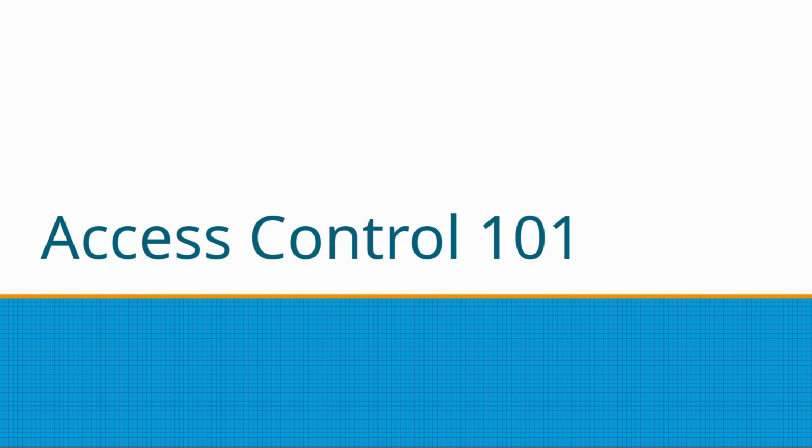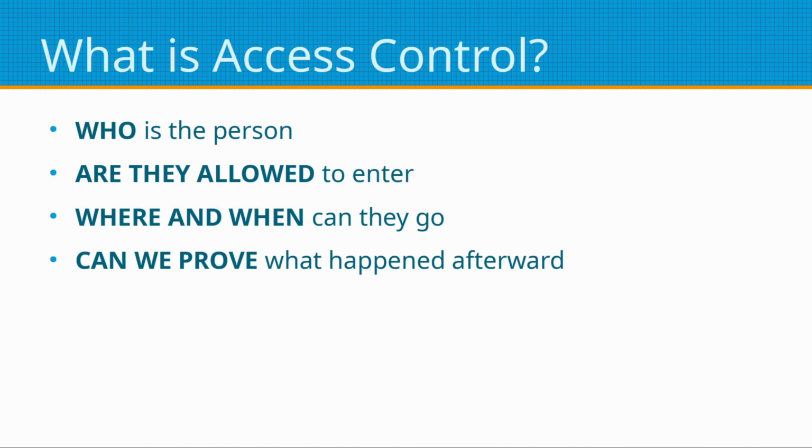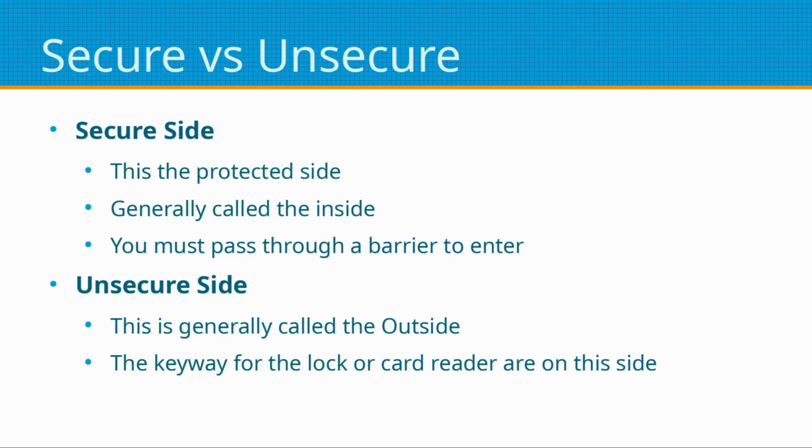All right, welcome back. Today we're going to talk about access control in our class, Access Control 101. So let's talk about what access control is. Access control defines who the person is, are they allowed to enter, where and when they can go, and then most importantly, can we prove what happened afterwards?